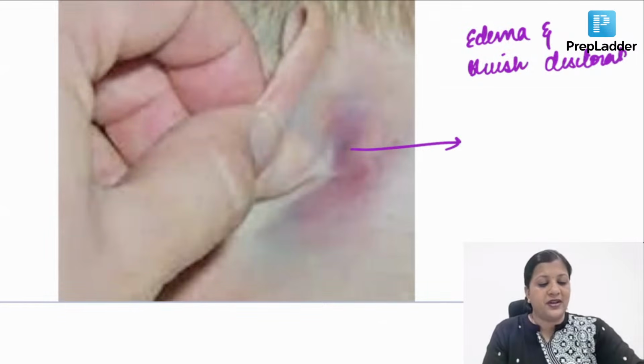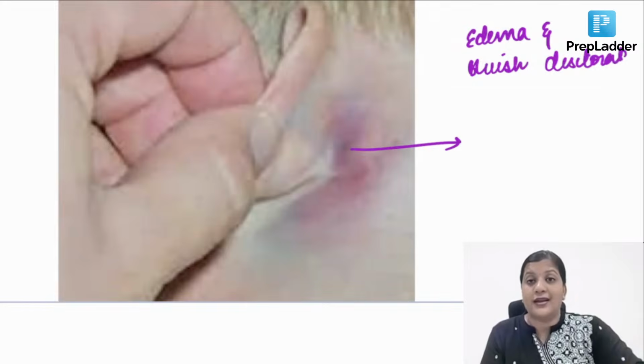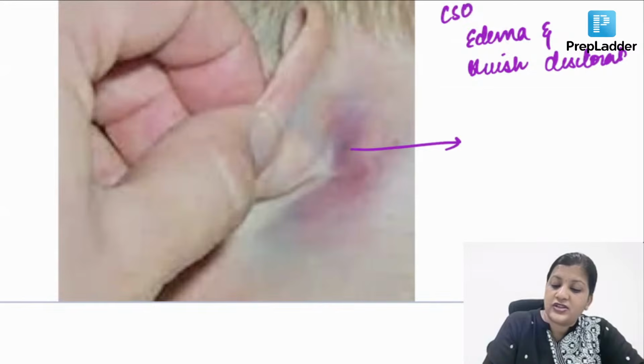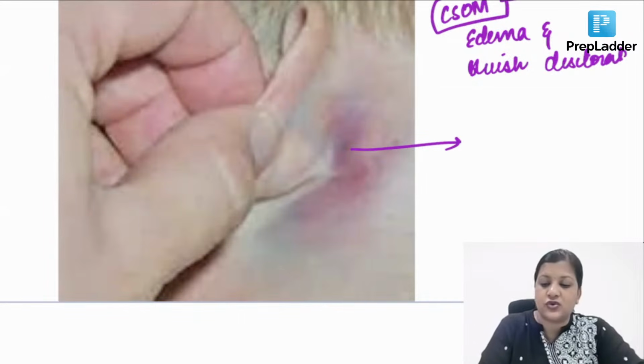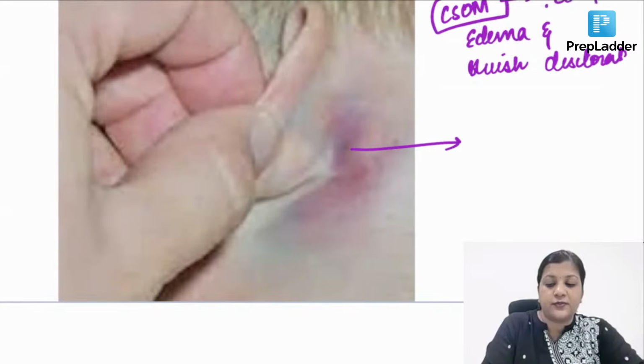Yes, most of you are telling me it's Battle sign. I'm telling you, it could be Battle sign, but I'm telling you this is a complication of CSOM. Do you see Battle sign as a complication of CSOM? Is it a complication? No.